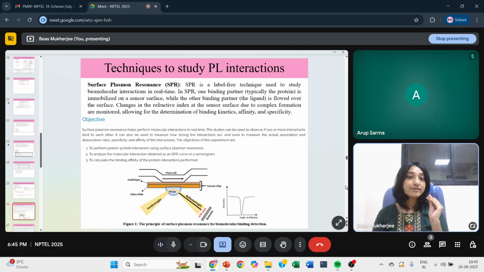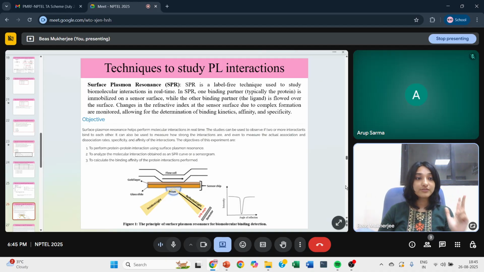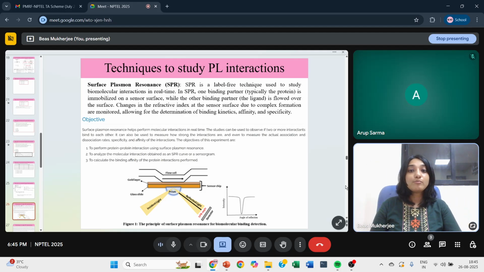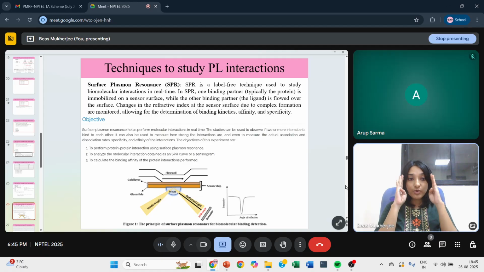So changes in the refractive index at the sensor surface due to complex formation is monitored, allowing for the determination of binding kinetics, affinity and specificity. All of these three can be figured out. Okay, so objective. Surface plasmon resonance helps study molecular interactions in real time. Real time means that as the interaction is happening you are monitoring it. Okay, now the studies can be used to observe if two or more interactants bind to each other. It can also be used to measure how strong the interactions are and to even measure the actual association and dissociation rate.